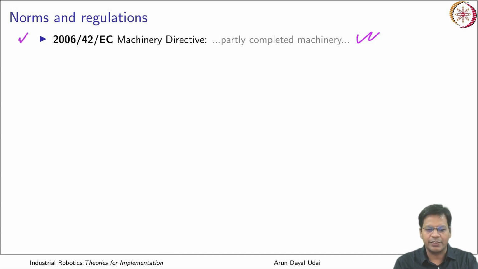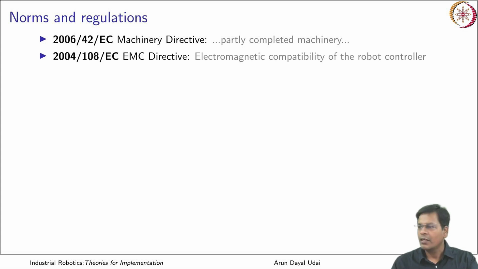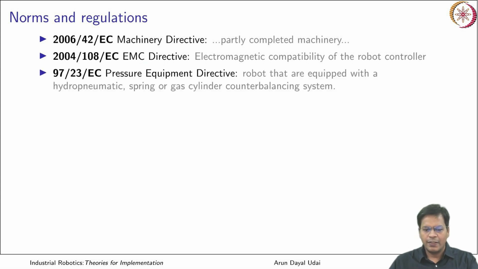So that actually states, and you can understand as well, the robot by itself is not a fully functional machine, right, without having any attachment to it. Next one is EC directive 108, that is the EMC directive, electromagnetic compatibility of the robot controller. So that is defined here. And EC 2397, that is the pressure equipment directive. This applies to robots that are equipped with a hydropneumatic spring or a gas cylinder counterbalance system.